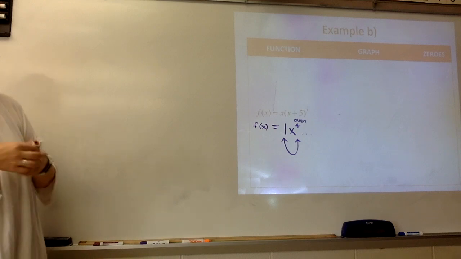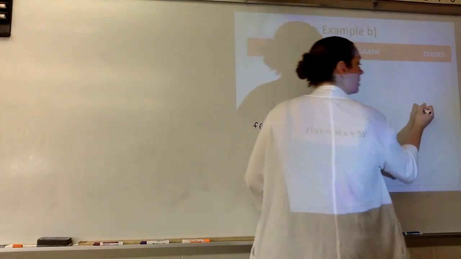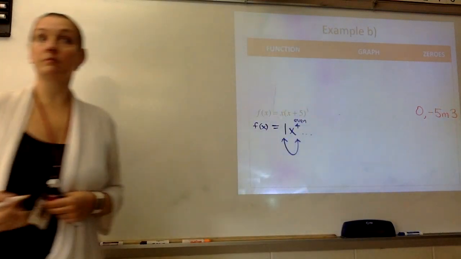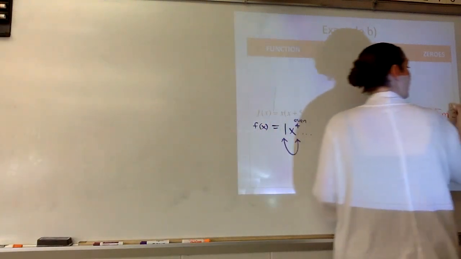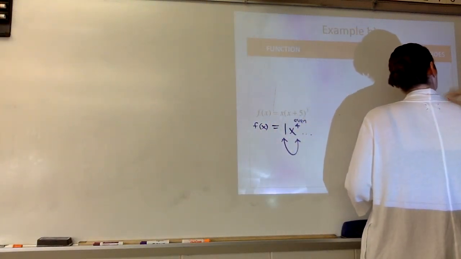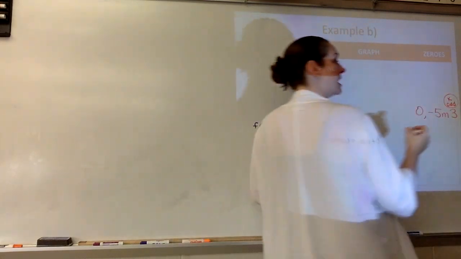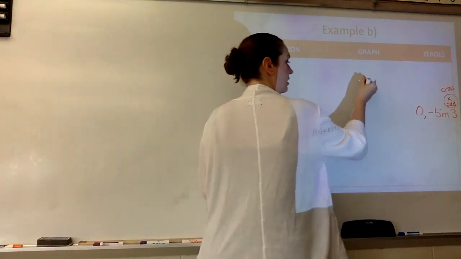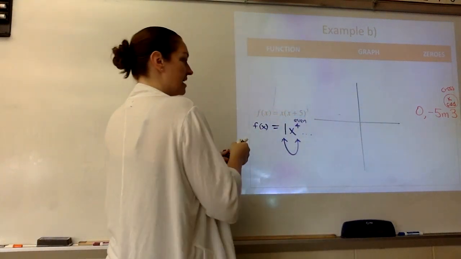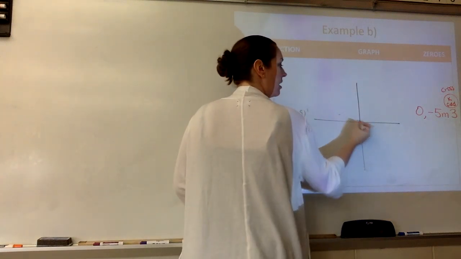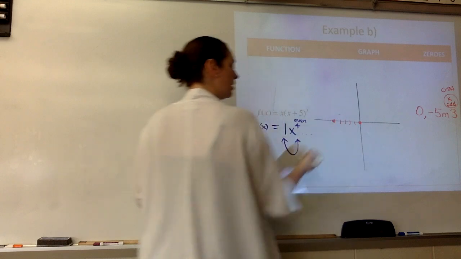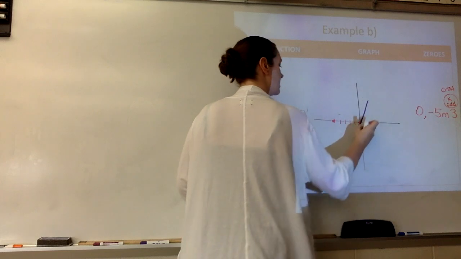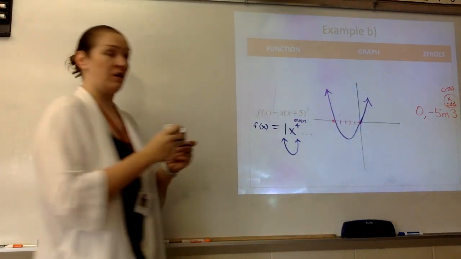Now, if I move over here, my zeros are going to be 0 and negative 5 with a multiplicity of 3, correct? Multiplicity of 3 is going to be an odd k value. An odd k value tells you that this is going to cross at negative 5. So if I go to my graph, I've got 0, I can place that on here. Negative 5, I can place that on here. Rises right, falls nothing, rises left. So this is going to come up, come down, come around. That's what I'm looking for.